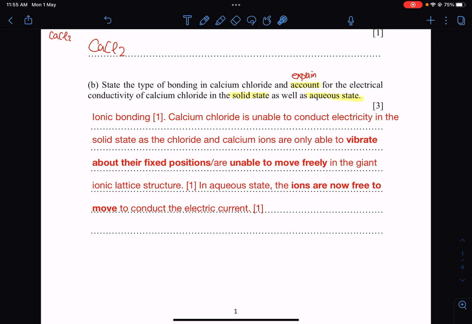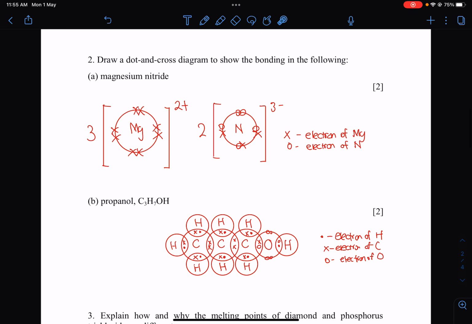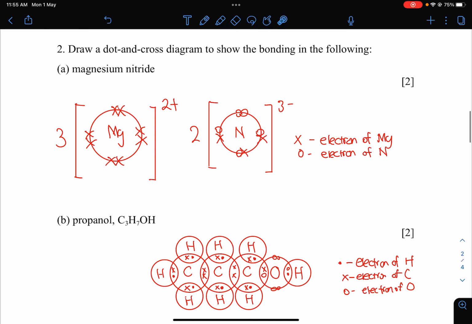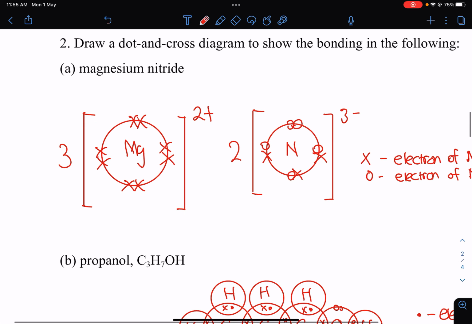Okay, so let's look at question 2 now. Question 2 asks you to draw the dot and cross diagram for the following substances. Remember, before you even start drawing, make a mental note to yourself. You need to break down the question. In this case, you have magnesium nitride. First, you need to determine whether it's a covalent or an ionic compound.